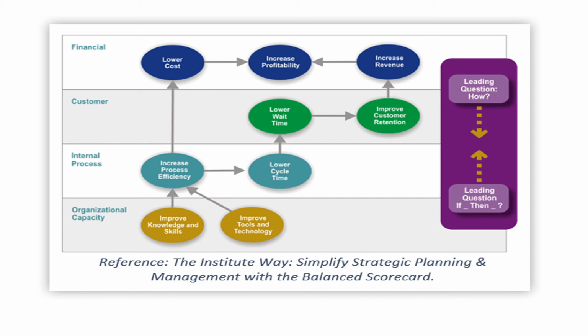Now this is another example. Again, this is a very simplified and generalized example. It is not specific to any company. You can quote this and write this in order to make a balanced scorecard. In financial, we have lower cost, increased profitability, and increased revenue. In customer, we have lower wait time and improved customer retention. The internal processes have increased process efficiency and low cycle time. And finally, the organizational capacity has improved knowledge and skills and improved tools and technology.